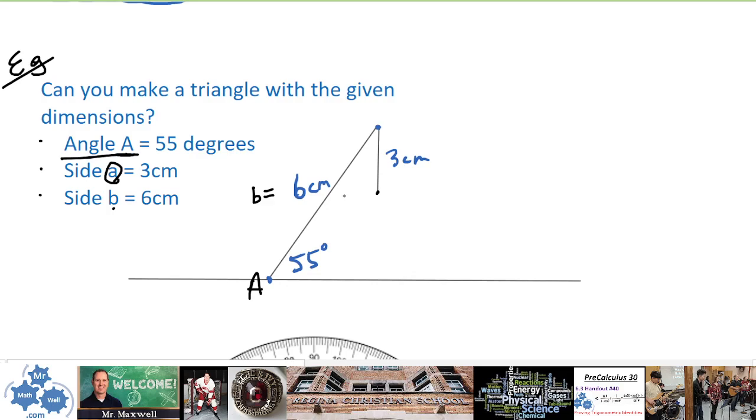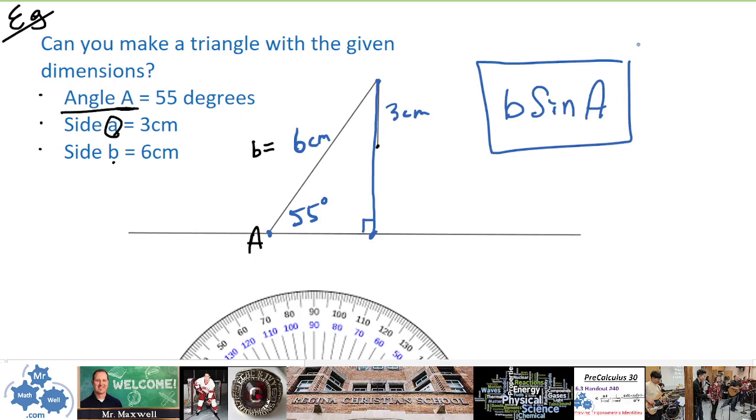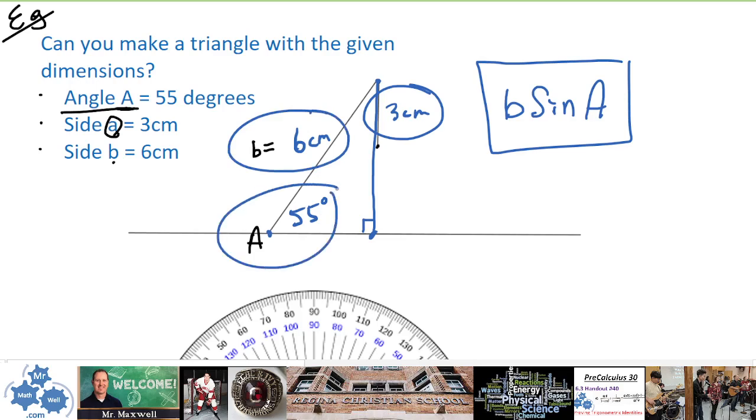But what you want to do in the ambiguous case is you first of all want to check what is the minimum length required for this opposite side, because the minimum length will always drop down to this side and form a right triangle. So you go b times sine a. That is extremely important. That's always where you start when you're given a side, angle situation. You always want to find out what is the minimum side length required.